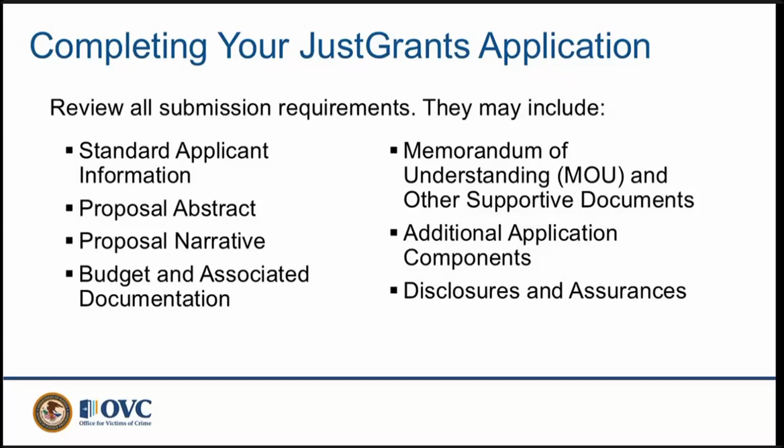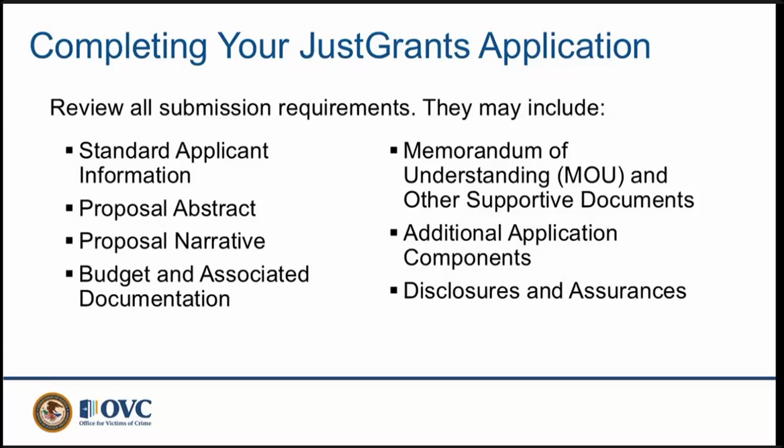Generally, applications contain most of these sections. The standard application information in JustGrants is pre-populated with data from your SF424. You'll need to review and make edits as needed to the information in JustGrants. You do not need to go back and make changes to your SF424 in Grants.gov. Just be sure that the information in JustGrants is accurate and complete. This is also where you will confirm the authorized representative for the application and verify the entity's legal name and address. This must be completed before you can submit an application.